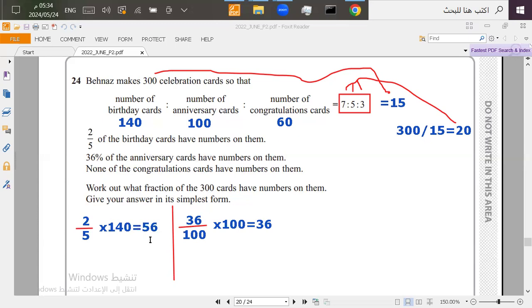And then I'm going to add the ones that have numbers on them, which are 56 and 36. I'm going to add them together. So 56 plus 36 here. Let's add this and this.